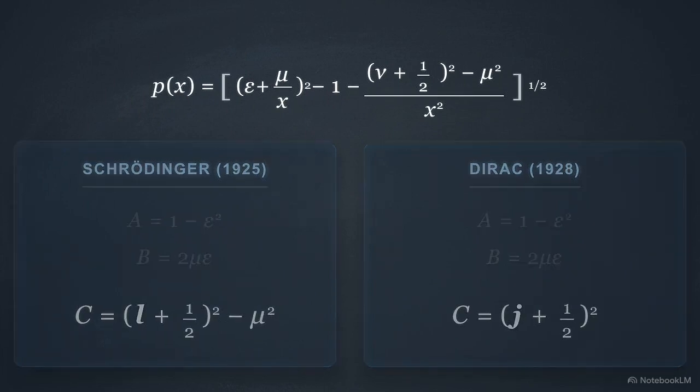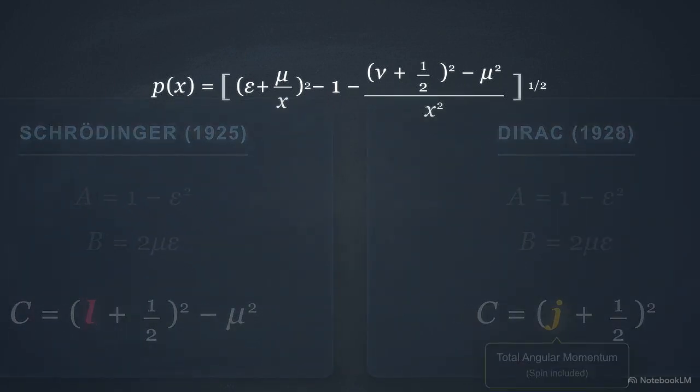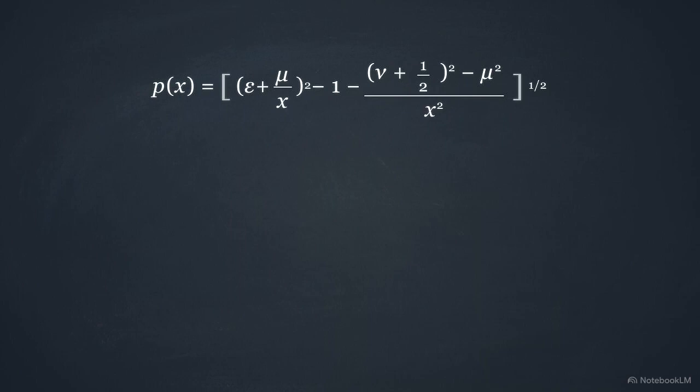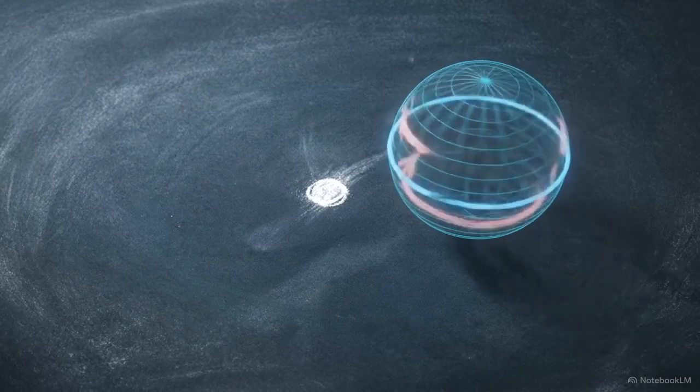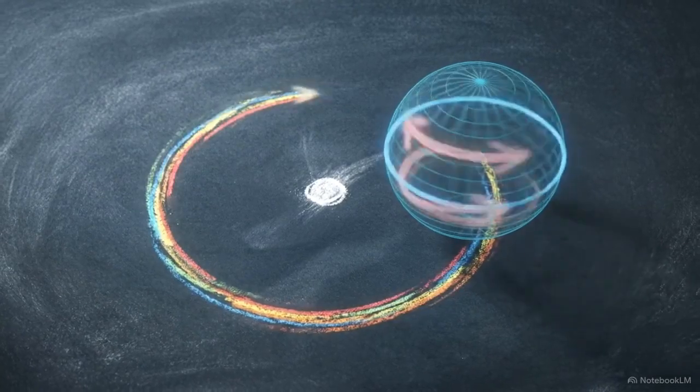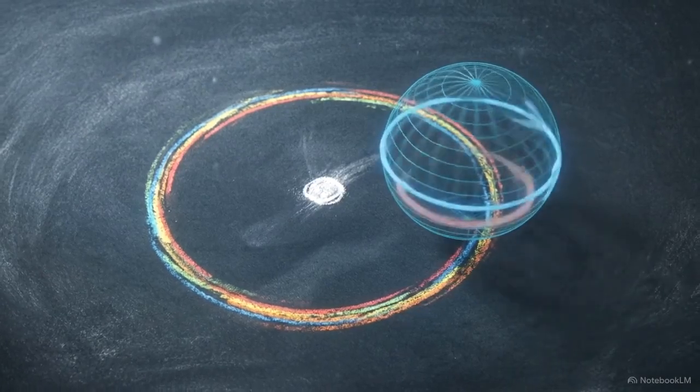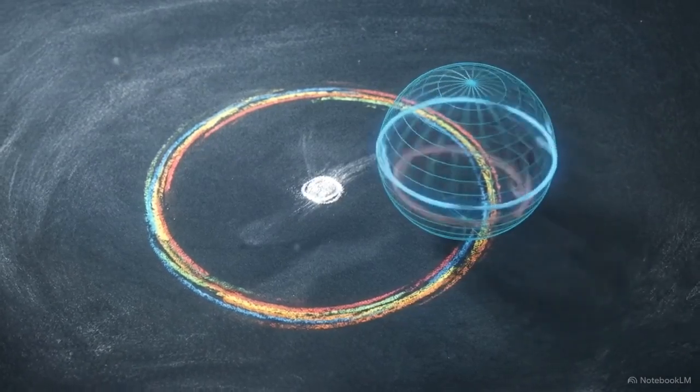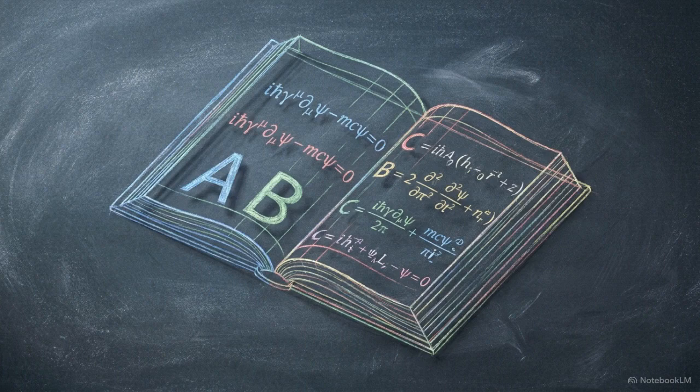Comparing these Dirac parameters to Schrödinger's earlier draft shows us exactly what changed. While a and b remain the same, Dirac's parameter c is now defined by total angular momentum, j. By accounting for total angular momentum, Dirac's model mathematically incorporates the spin correction that was missing in 1925. We can now place these Dirac parameters back into our generic algebraic solution.